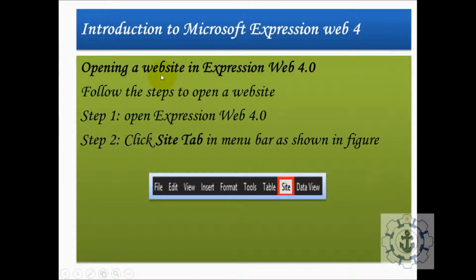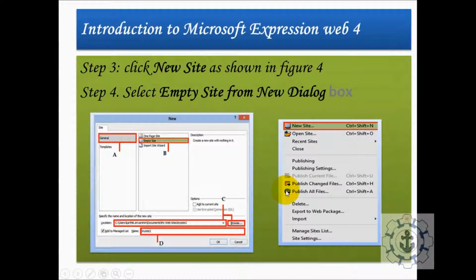So how do you open a website in Expression Web 4? In the menus, click on the Site tab, where you can see New Site. Click on New Site, and a new dialog box will open. Select General, Empty, then give the location where you want to save it, and give the name of the website. Okay, now I named it ABCD. Let me see one by one.